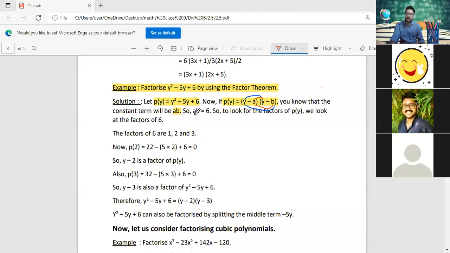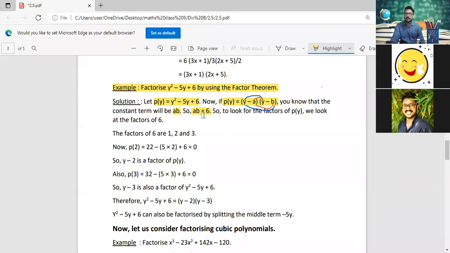Now we have found out that the constant term is ab, and now you can consider our given polynomial. In our given polynomial, which is the constant term? 6. Yes, 6 is the constant term. So we can say that ab is equal to 6. So we have found the product ab should be 6.